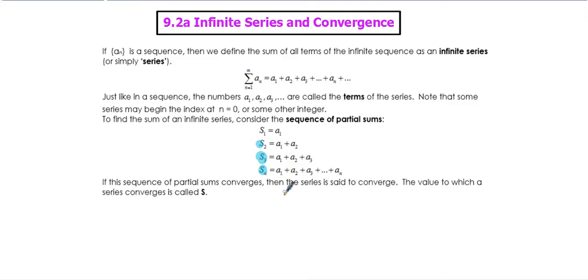If a sequence of partial sums converges, then we would say that the series converges. So if these values, S1, S2, S3, the sums, actually converge, we say the series converges, and whatever number they converge to, we would call that S. We would say the series converges to whatever number S that happens to be.